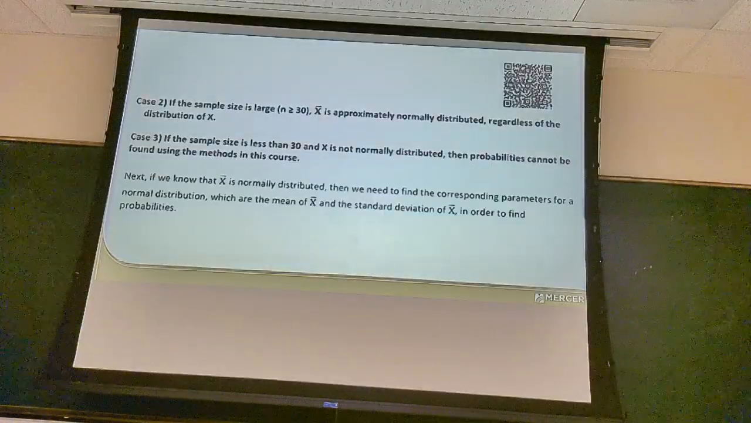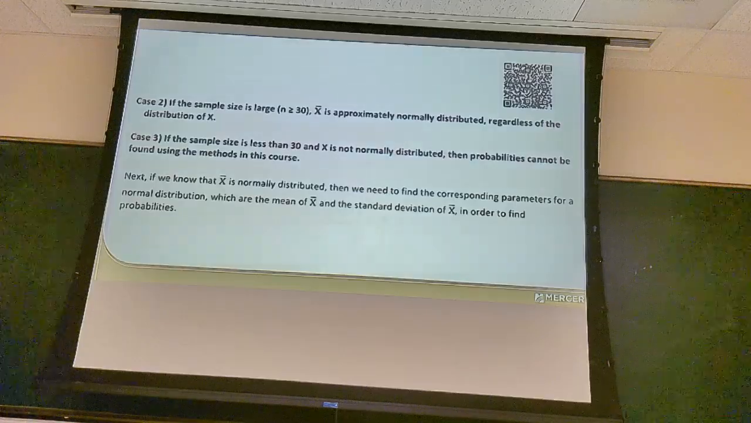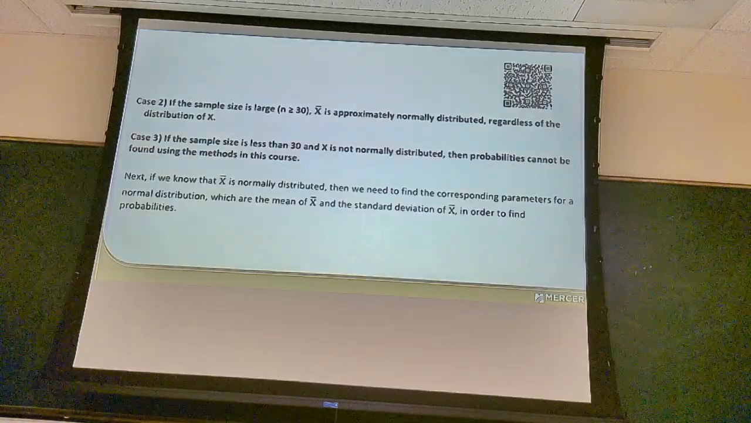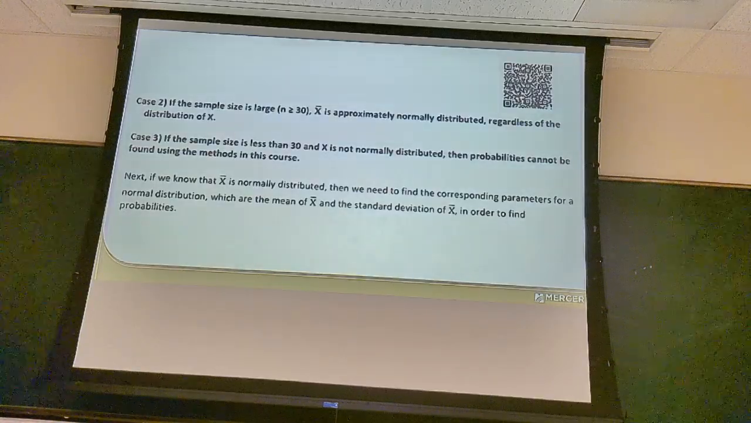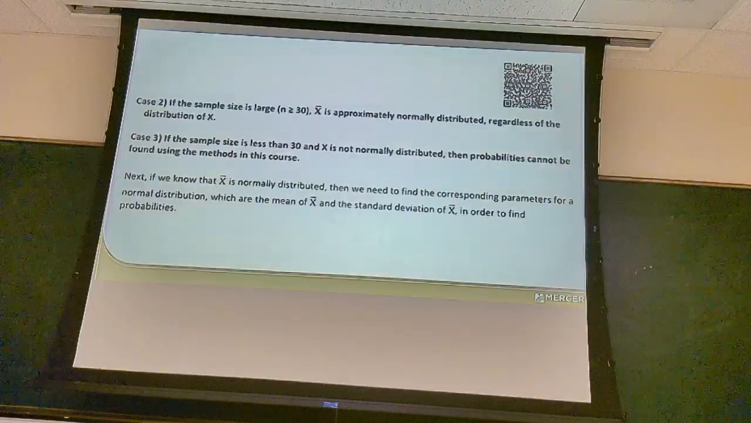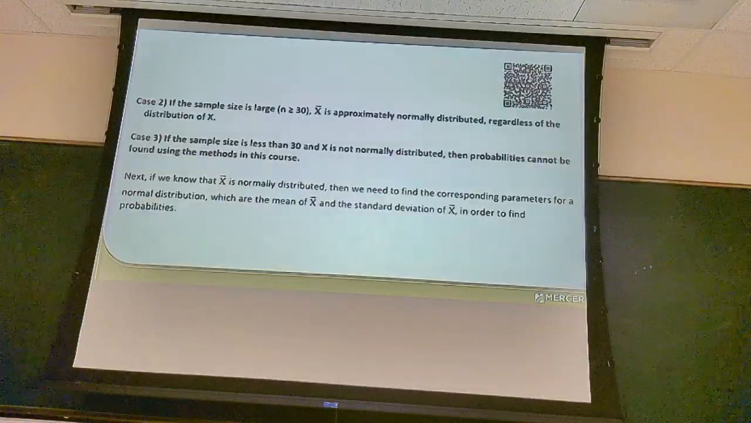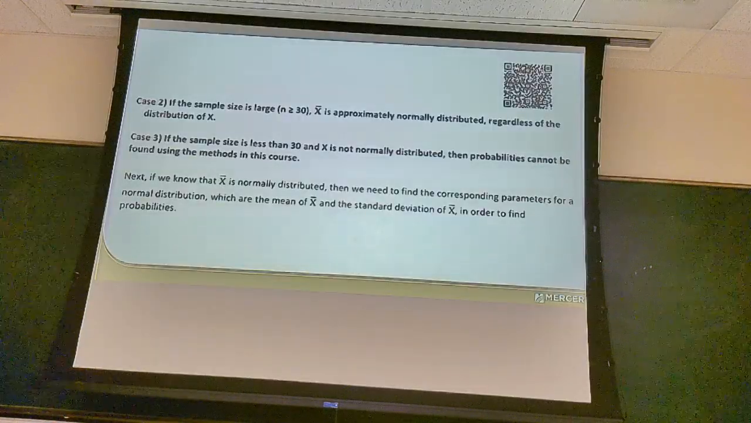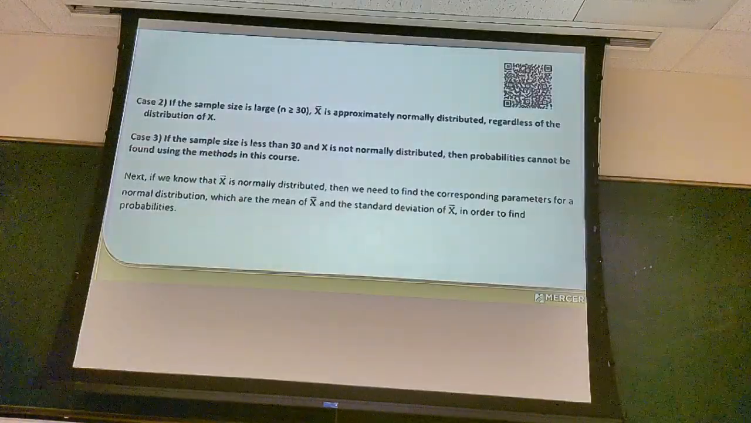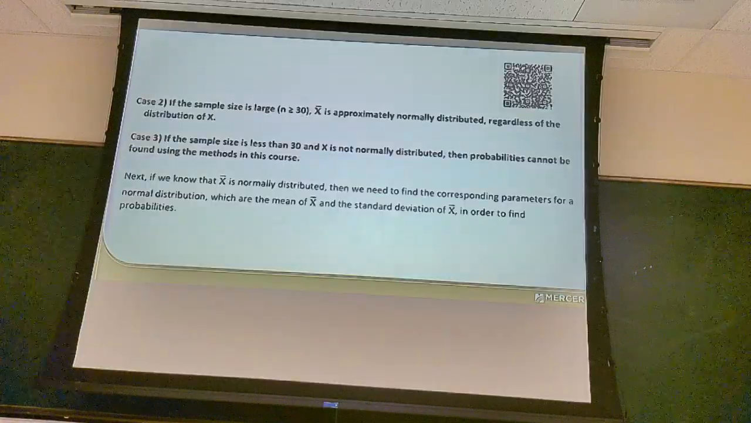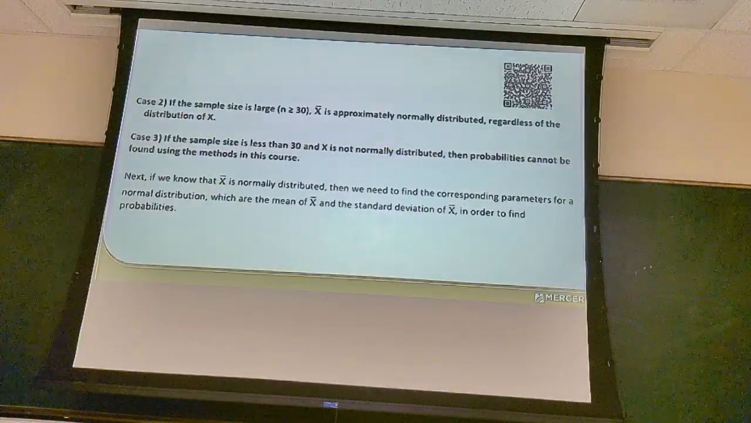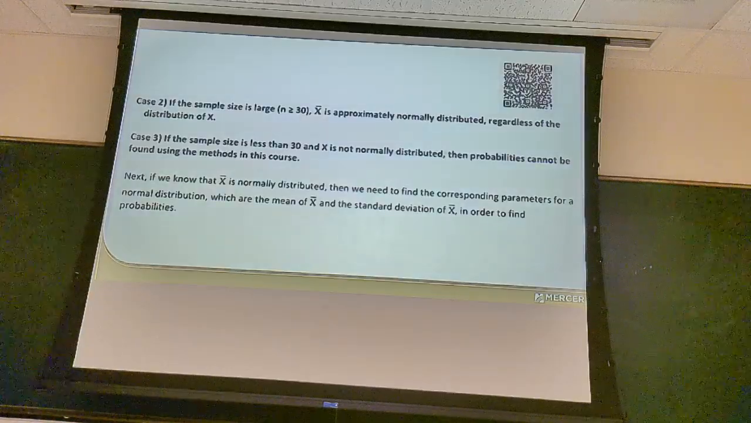All right, so now let's say we know that X bar is either normal or approximately normal. What are the statistics? Remember, a normal distribution has two values: mean and standard deviation. So the question is, what is the mean of the means? What is the standard deviation of the means?